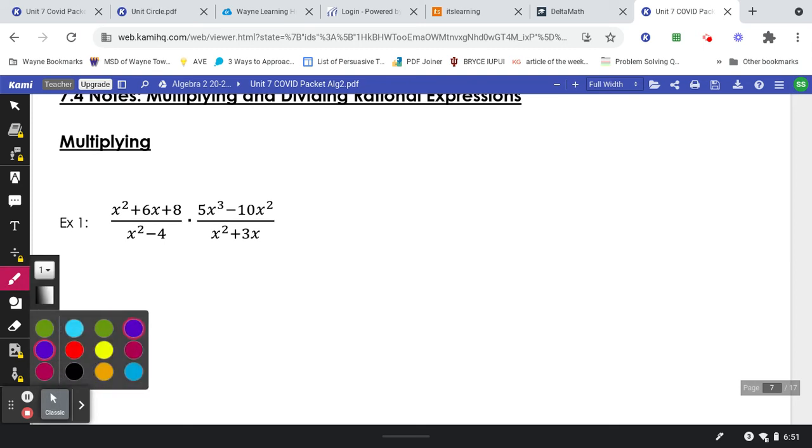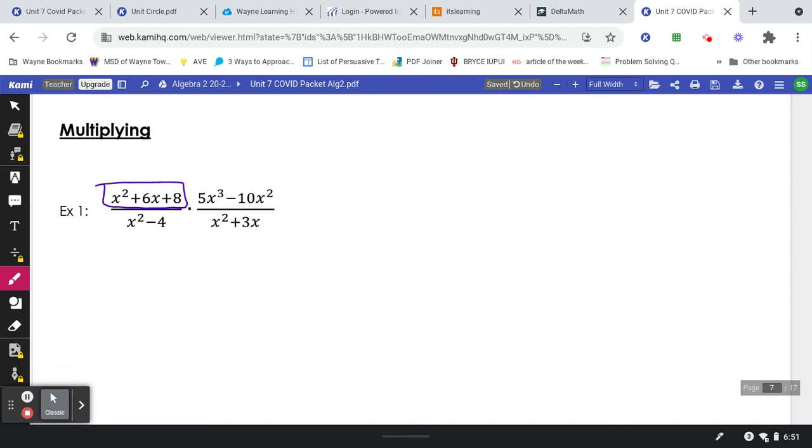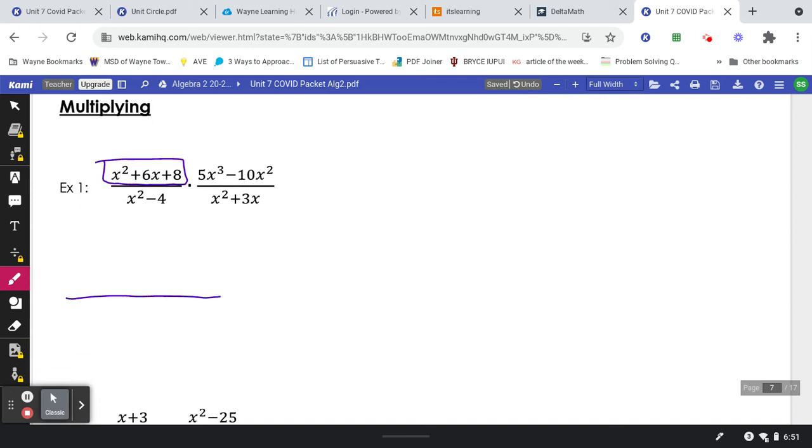So I'm going to start with this top one right here and factor that. This is one of the factoring trinomial problems, so I'm looking for numbers that multiply to 8 and add up to 6. That pair is going to be 4 times 2, both positive.